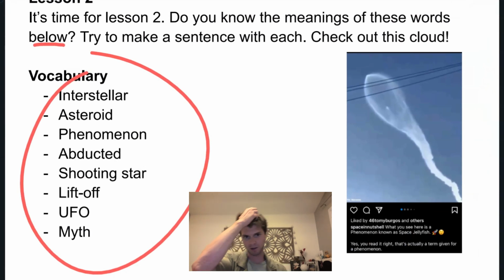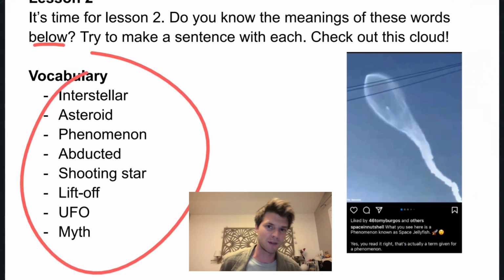I'm going to go through each word. The first word is interstellar. Do you know what interstellar means? Of course, everyone knows the famous movie Interstellar, and everyone knows how to play that famous theme song on the piano.